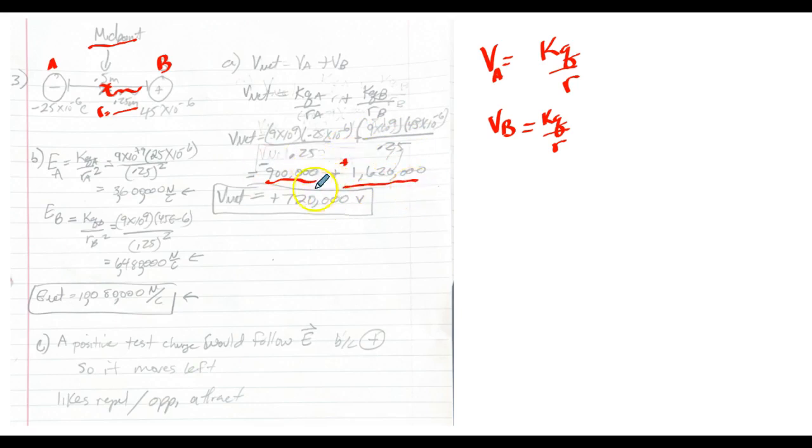So if I add those together, the positive and the negative, I end up with 720,000 volts. So that's quite a bit of voltage. Okay, so that's part A. So this is all part A.